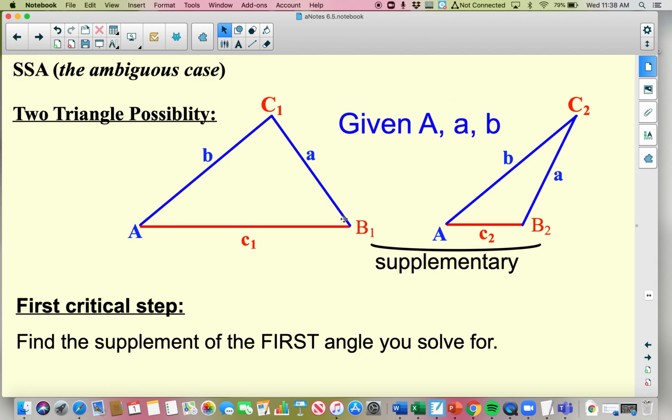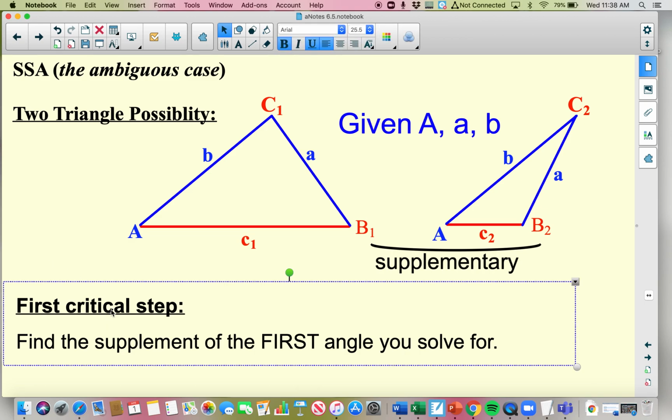The key to knowing if there's a second triangle, the critical first step, is once you solve for the first triangle's angle, then you need to find its supplement. So notice B1 and B2 are supplementary angles. If this was 30 degrees, then this is 150 degrees. That's going to be key in your process. And then finding the C information is just double. You basically do law of sines twice. You have to do double the work.